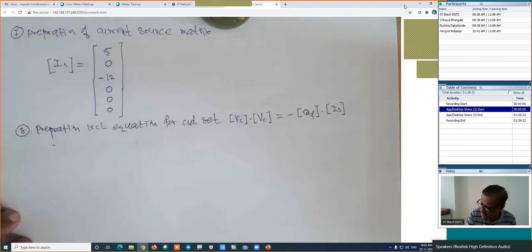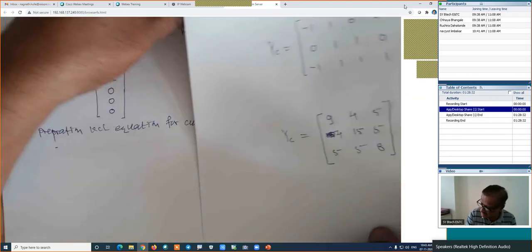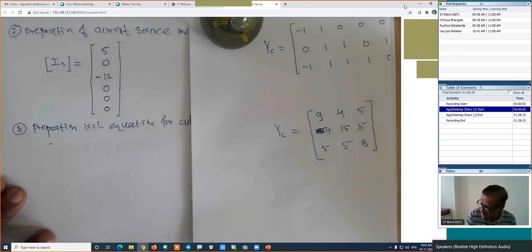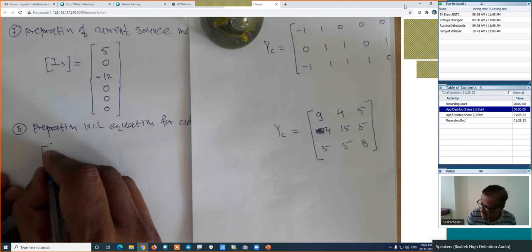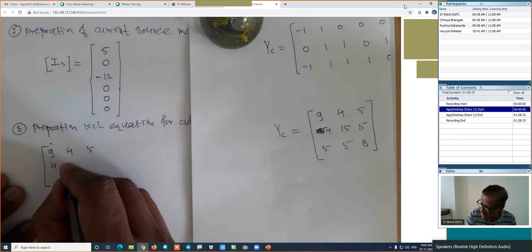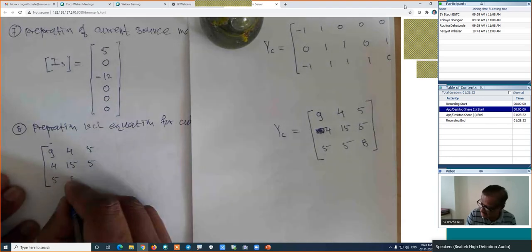This YC, I will copy that YC first, which is the cut set admittance matrix. Is it right? Look at this. This is the YC. I will write YC first. What is the value of YC? This is 9, 4, 5. This is 4, this is 15. Here it is 5. This is 5, 5 and 8.